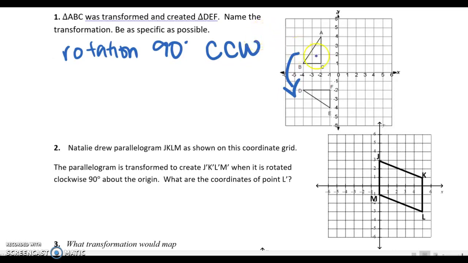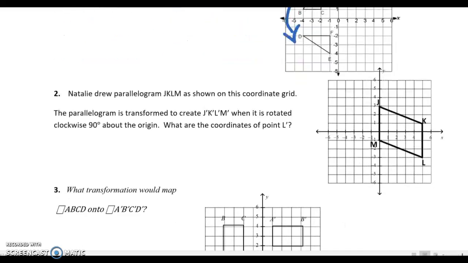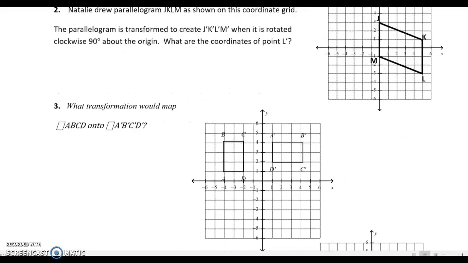Number 2 says it is a parallelogram, and it wants to know where point L prime is going to be. In reality, you don't have to worry about graphing the entire thing. You just have to worry about L. So if it goes clockwise, you know it's going to go in this direction. So then my suggestion is you turn your paper clockwise so that this becomes your x-axis and this becomes your y-axis, and graph the parallelogram. This is M prime, and then over here you'll see that this is L prime.